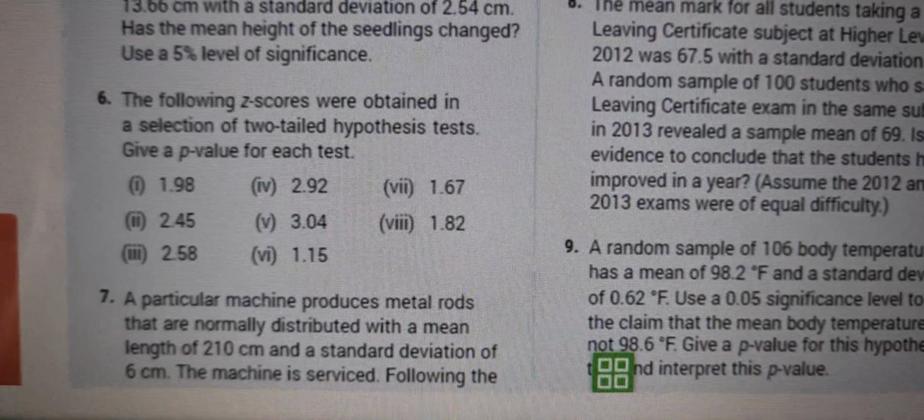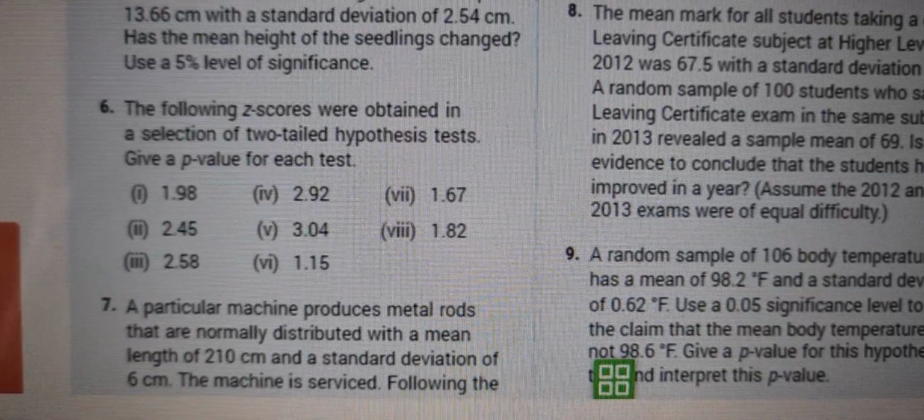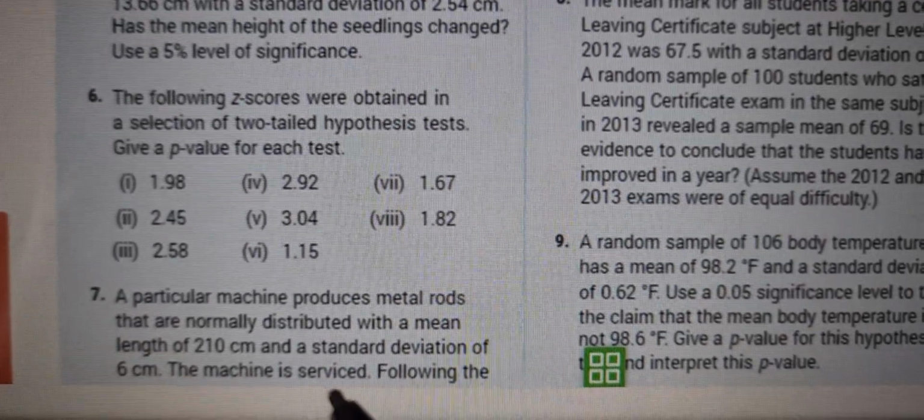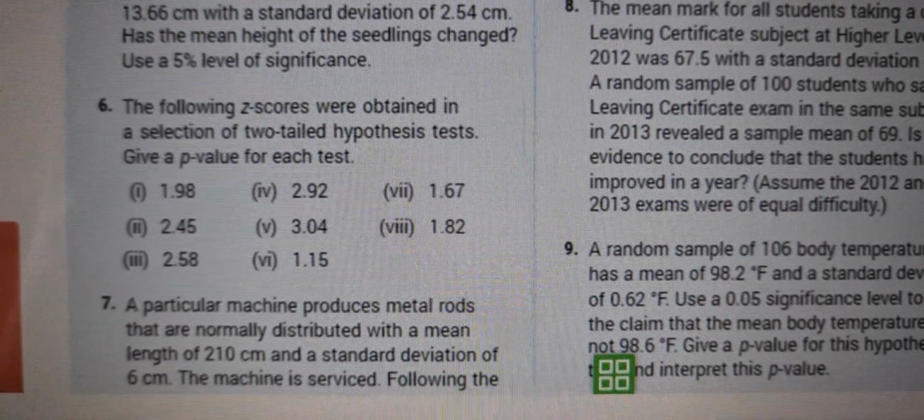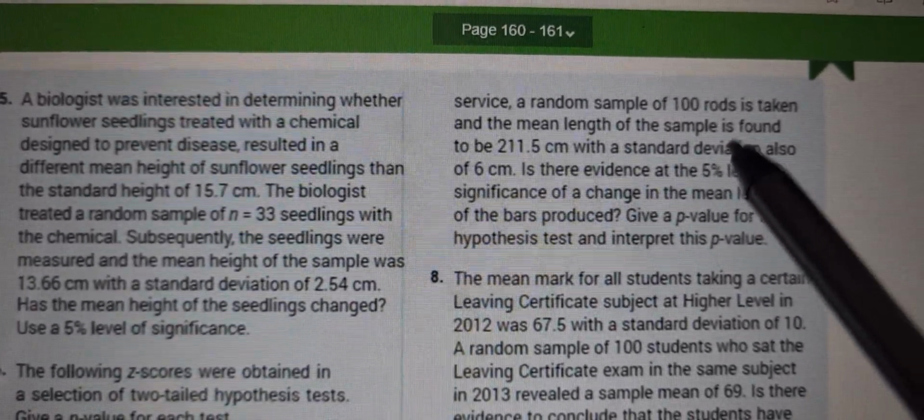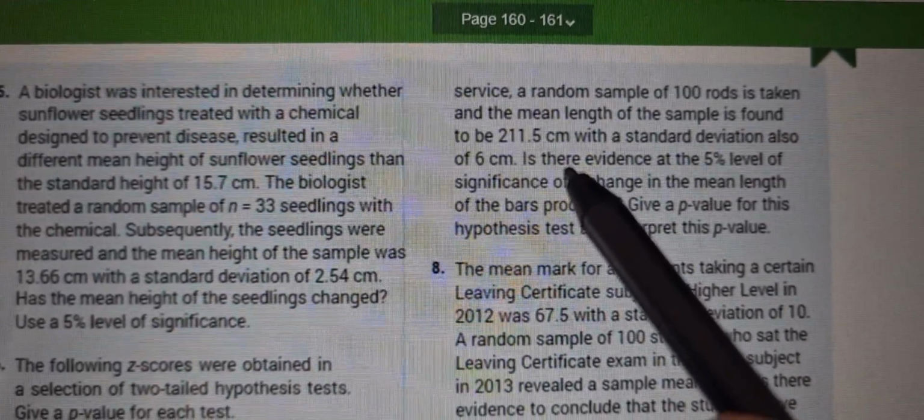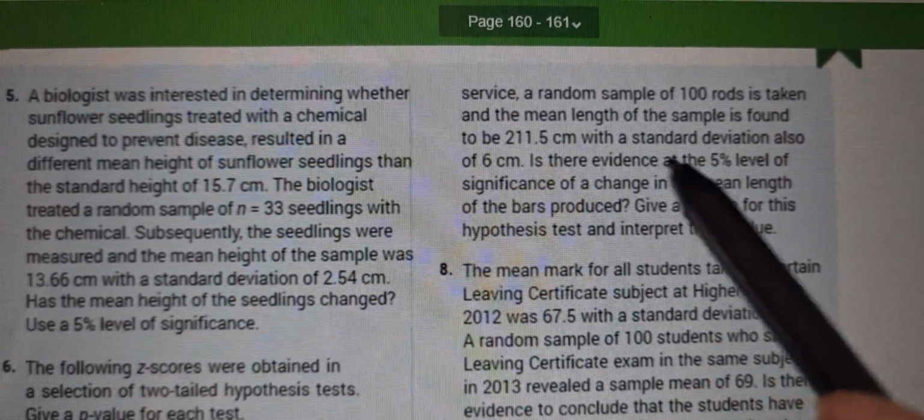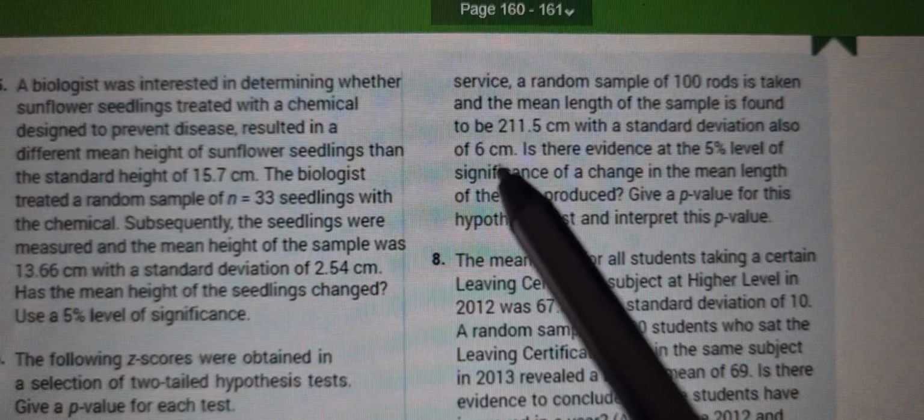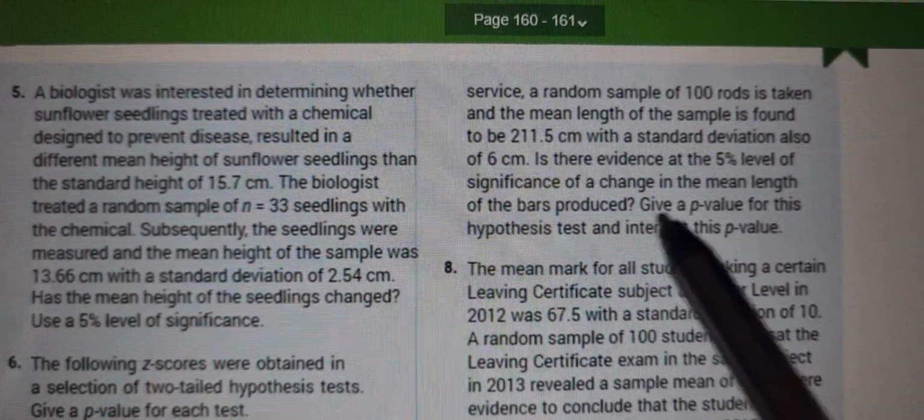Number 7. A particular machine produces metal rods that are normally distributed with a mean length of 210 centimetres, so that's mu, and a standard deviation of 6, that's sigma. The machine is serviced. Following a service, a random sample of 100 rods, that's n, is taken, and the mean length of the sample is found to be 211.5, that's x bar, with a standard deviation of 6, so that's still sigma.